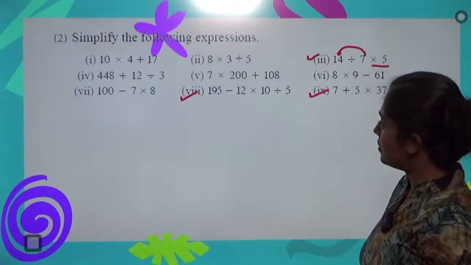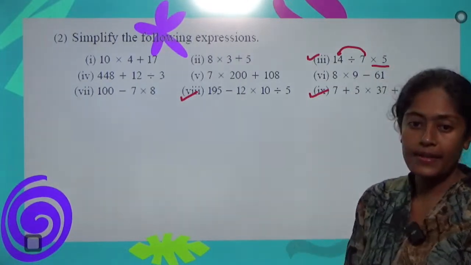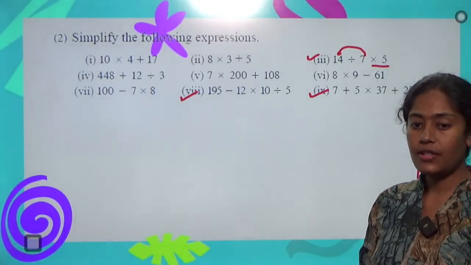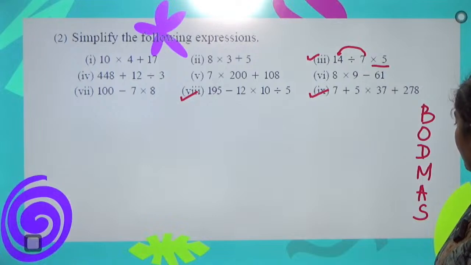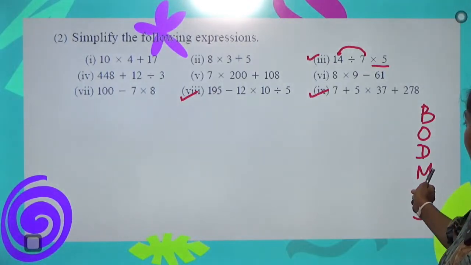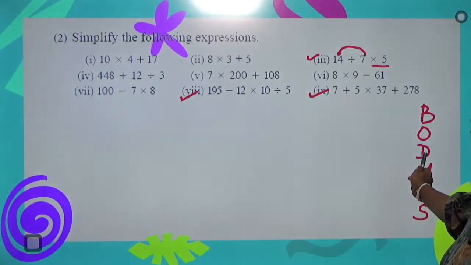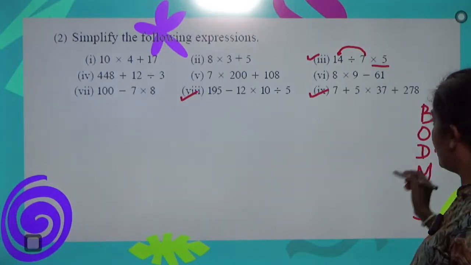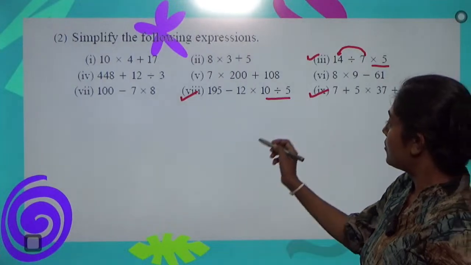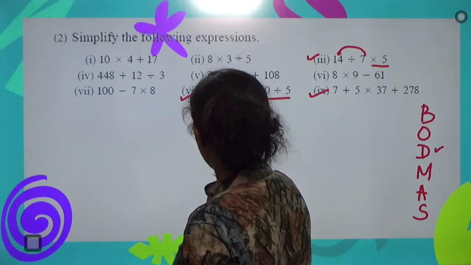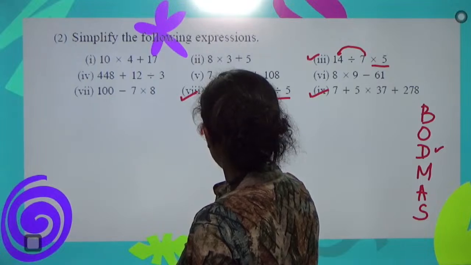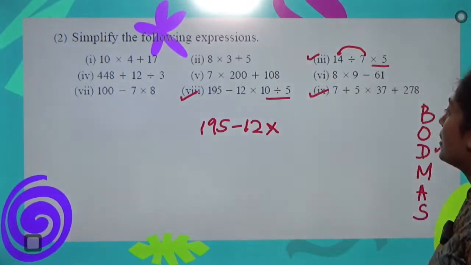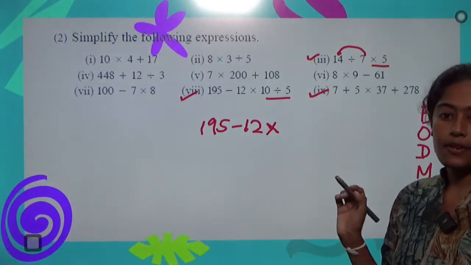Right, next question, 195 minus 12, then multiplication 10, then division 5. So according to this we have subtraction, then multiplication, then division. First what we have to do is the division, this part. So I will write 195 minus 12, then multiplication 10 divided by 5. What is the answer?